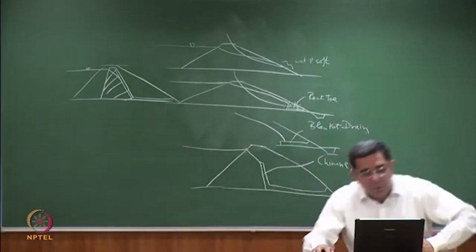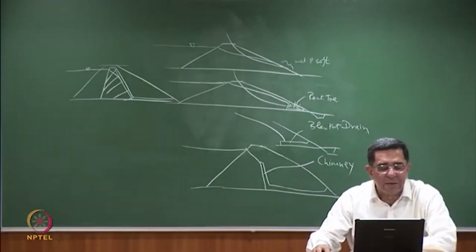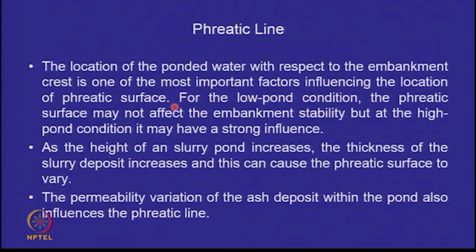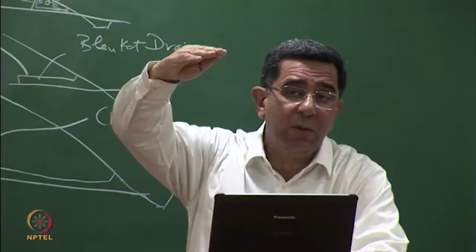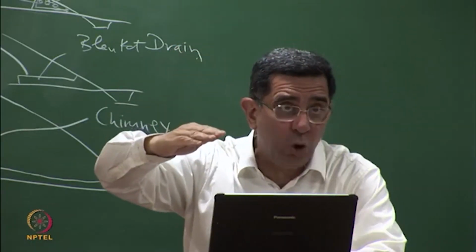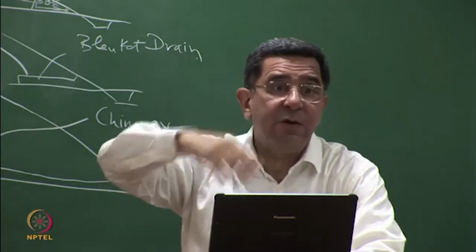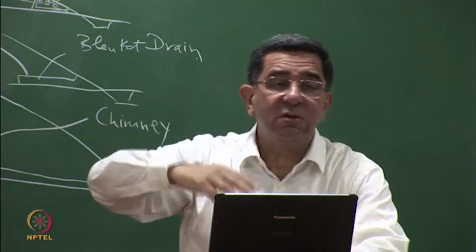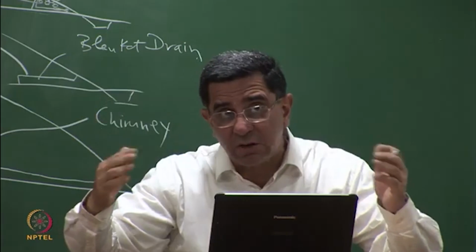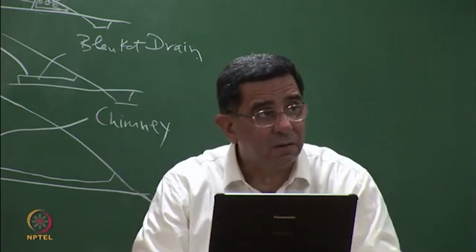So the location of the ponded water with respect to the embankment crest is the most important factor influencing the location of the phreatic line. If you are operating the dam well, if you are operating the pond well, you can keep your phreatic line low. However, if it rains, then it will rise. Since it is an open system, it's not that easy to control the phreatic line.